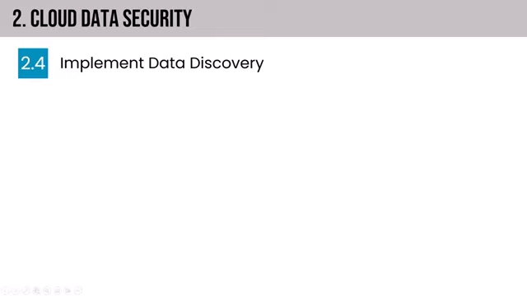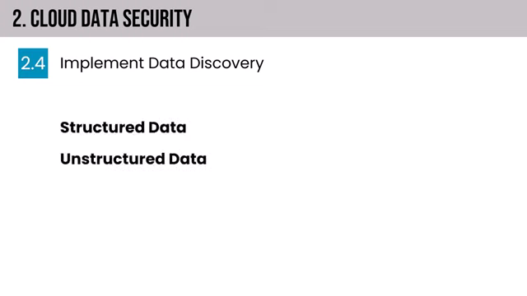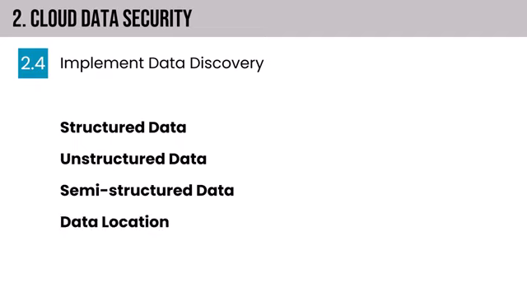And moving on, that brings us to 2.4, which is Implement Data Discovery. In this section, we'll be focused on structured data, unstructured data, and new in the 2022 exam, they mention semi-structured data directly here in the syllabus. And we'll also talk about the effects of data location on the data discovery process. Let's start with a look at structured data.